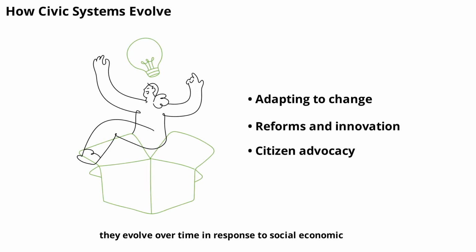They evolve over time in response to social, economic, and technological changes. New challenges, such as climate change or digital transformation, require civic systems to adapt and innovate. Reforms may be introduced to improve efficiency, increase transparency, or expand participation. Civic systems also evolve through the actions of citizens who advocate for change and hold leaders accountable. By understanding how civic systems change, we can better anticipate future needs and opportunities.